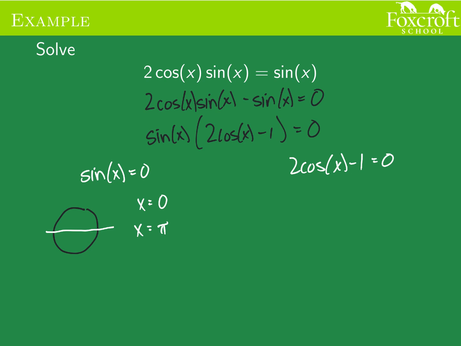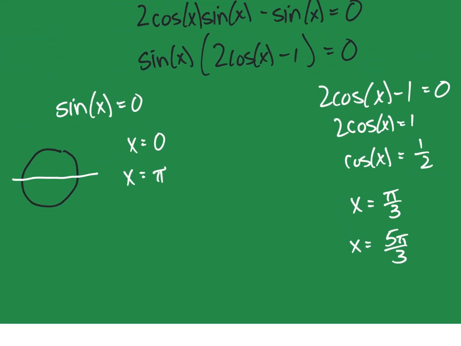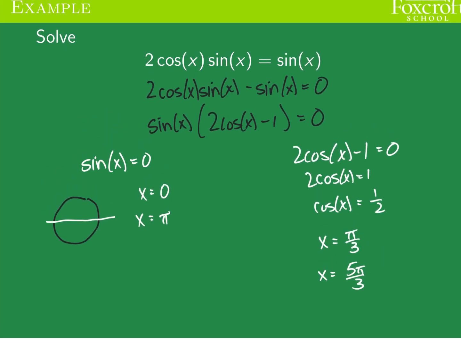For 2 cosine of x minus 1, just like last time, I'm going to add 1 and divide by 2. And this is actually the exact problem we had last time. Cosine of x equals 1/2. We figured out in the first quadrant that happens at the pi over 3 angle. In the fourth quadrant that happened at 5 pi over 3. So if we just care about the angle between 0 and 2 pi, this would be our final answer, these 4 angles together.